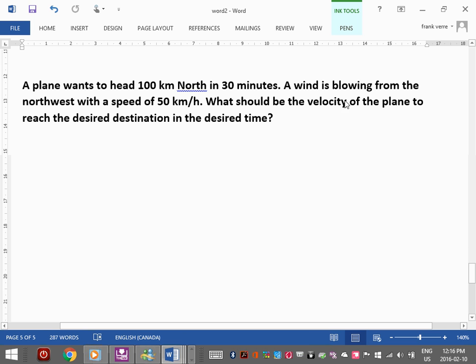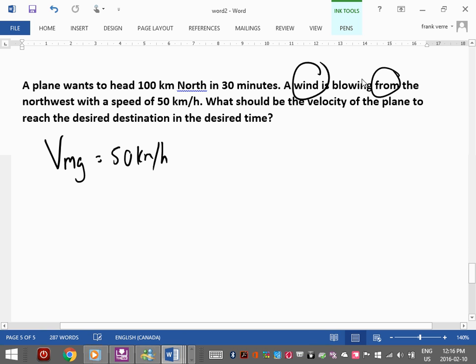So here's the thing. This is pretty obvious. The wind is the medium relative to the ground, and that's 50 kilometers per hour. Which way? Northwest. But it's coming from the northwest. So it's actually heading in the opposite direction, which will be southeast. So be careful. Sometimes you're told the wind is blowing from. That means the direction of the wind is actually the opposite. Sometimes you're just being told the wind is blowing in that direction. In that case, that's the direction. So if the wind is blowing south, it's south. If the wind is blowing from the north, then it's going south.